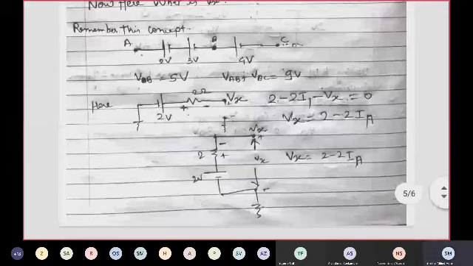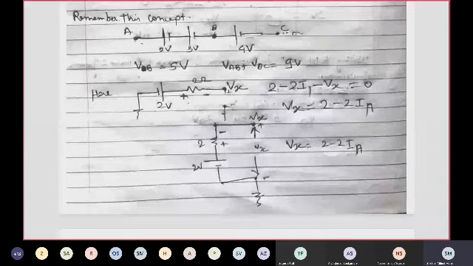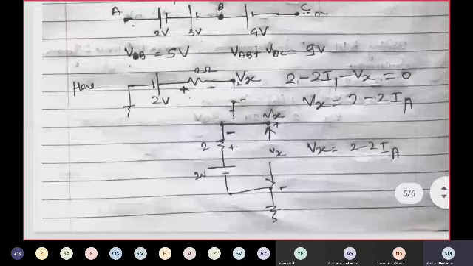So how will you get the value of Vx? Apply KVL in this particular part. Because of current IA, the current flowing through the 2 ohm is IA. So negative to positive 2, then positive to negative minus 2 IA, and then positive to negative minus Vx is equal to 0. So Vx is equal to 2 minus 2 IA for this particular diagram. The value of Vx is 2 minus 2 IA.